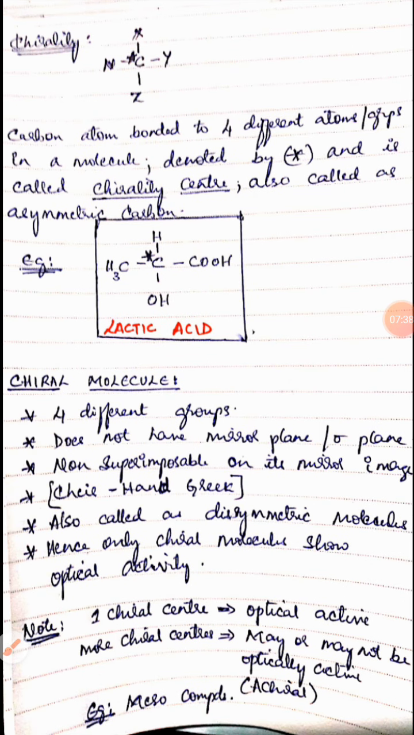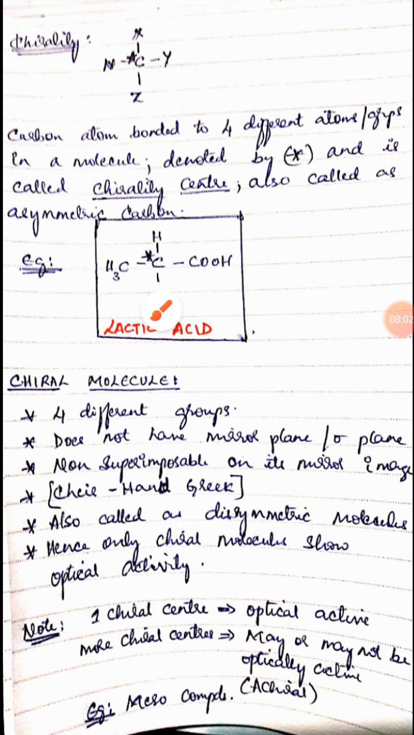Second, it should have a chiral carbon. What is a chiral carbon? You can see a carbon which is having N, Z, Y and X. These are all 4 different elements or 4 different atoms. So, a carbon atom bonded to 4 different atoms or groups in a molecule is known as a chiral center. I have shown it with an asterisk mark. This is otherwise called an asymmetric carbon also.